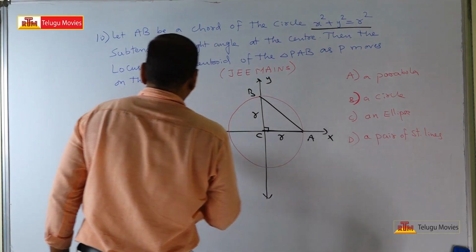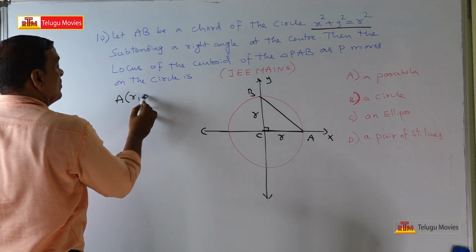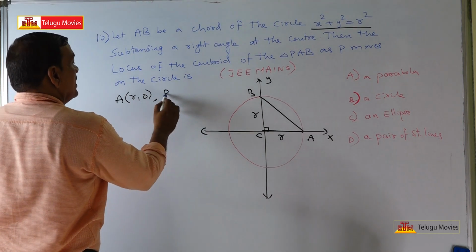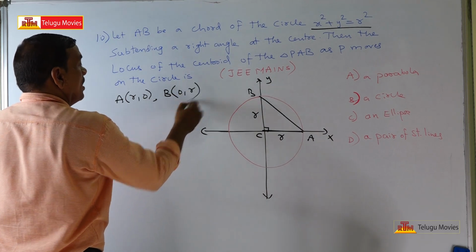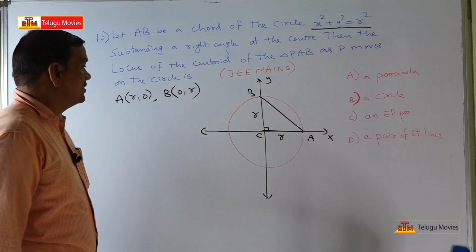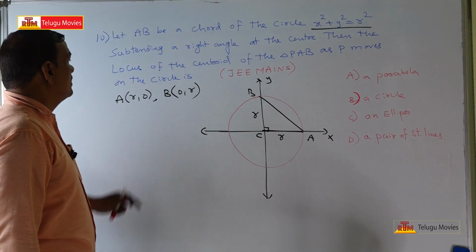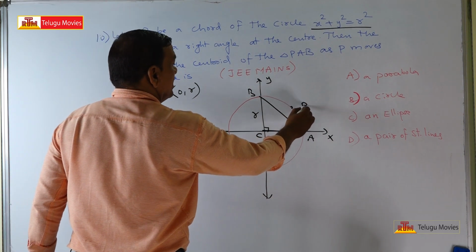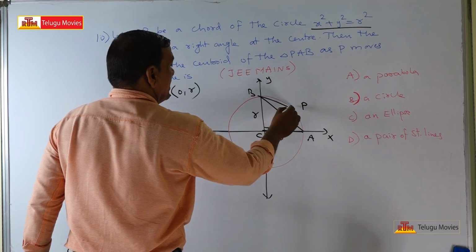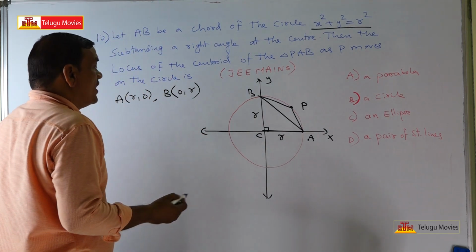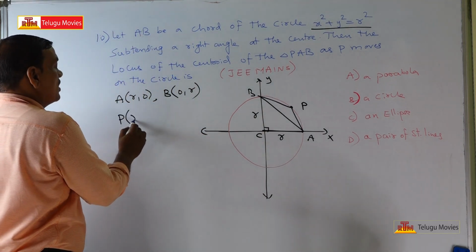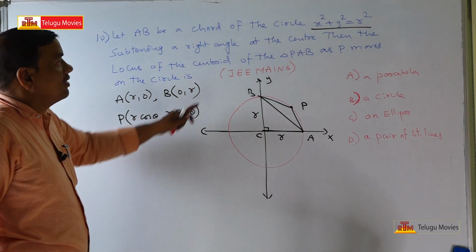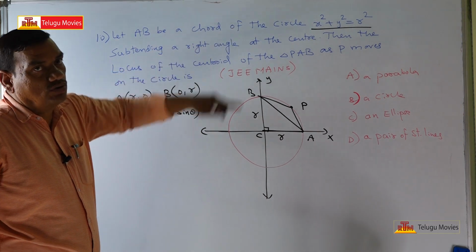Point A is (r, 0). Point B is (0, r). And he is saying that point P moves. Let point P be here, such that PAB is a triangle. So the point P can be taken as (r cos theta, r sin theta). Why? Because this is a general point on the circle x square plus y square is equal to r square.